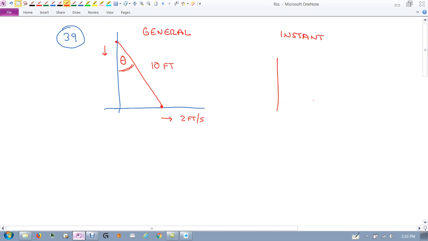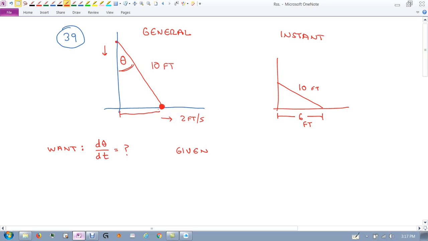And at the instant in question, our ladder is actually in this position. It's a 10-foot ladder, and this side from here to here is 6 feet. So 10 feet here, 6 feet here. That's the instant in question. And what we want to know is what is d theta dt? How fast is theta changing with respect to time? We're given the rate at which this point right here moves. So I'm going to call the distance from here to here x, and we know that dx dt, the rate at which x is increasing, is 2 feet per second.